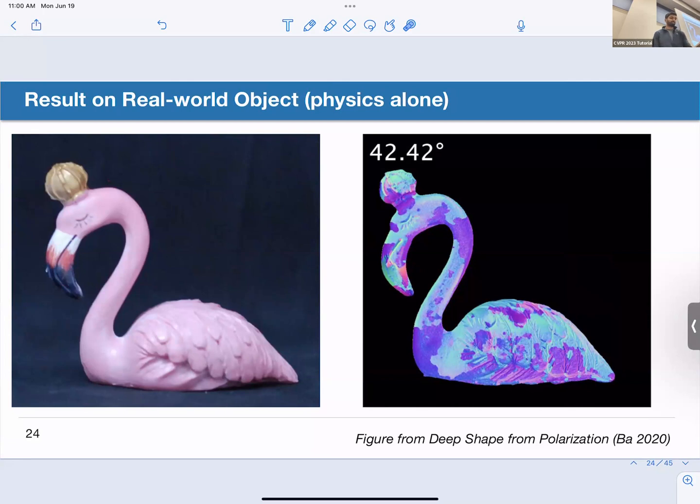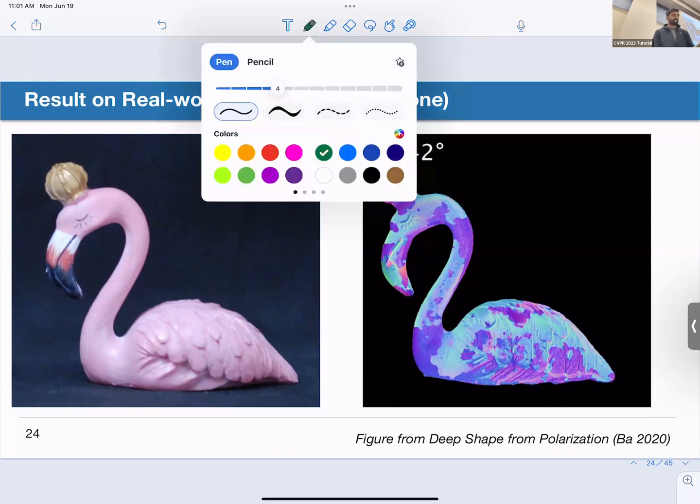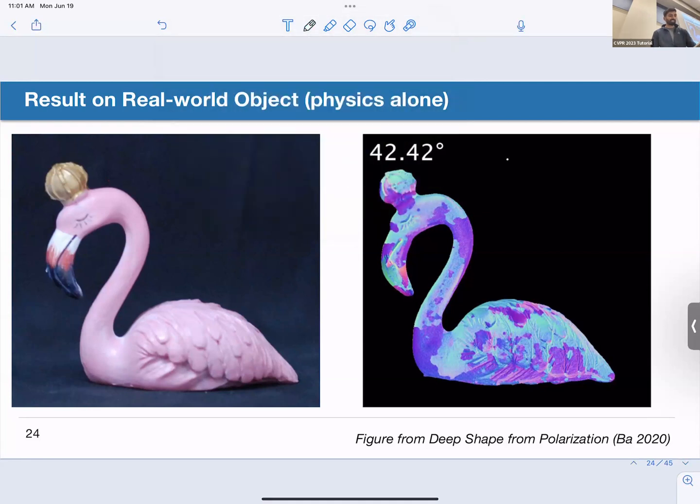For example, there's no reason that this crown should have such a strong contrast from the paint, but it does. There's also no reason that the shadows should be causing artifacts, but they do. So there are a lot of these image-based artifacts that are not polarization-based that propagate into the geometry, and this is a problem known as texture copy.